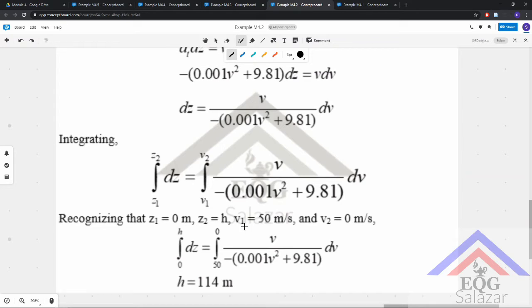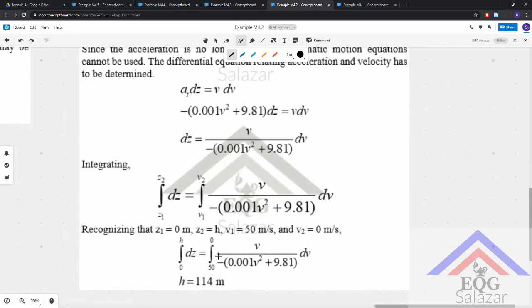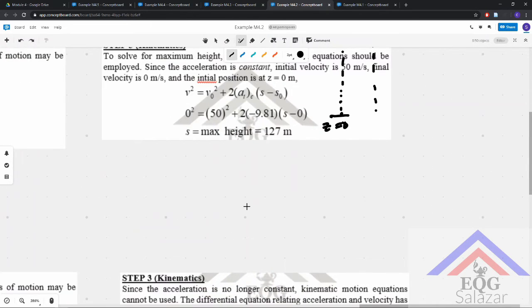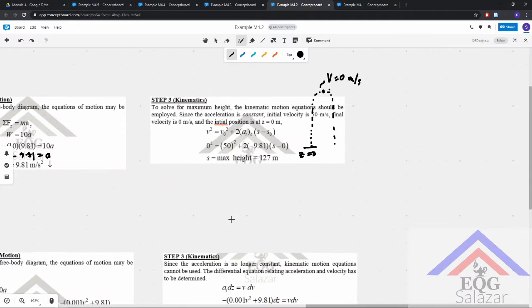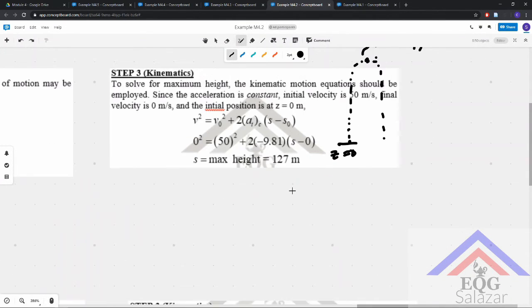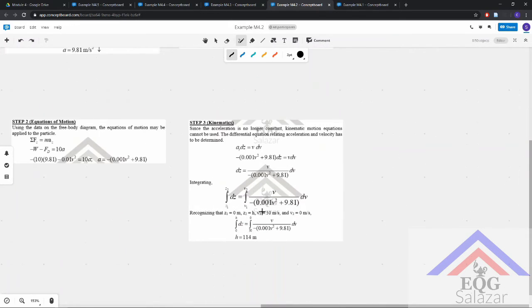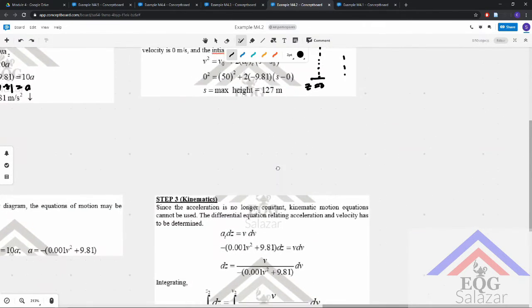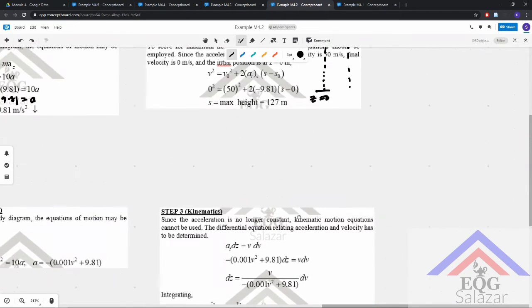The initial velocity is 50 and the final velocity is 0. You plug in those values into this equation and carry out integration. You will arrive at an h of 114 meters. So the difference between factoring in atmospheric resistance and not factoring it in is approximately 13 meters.